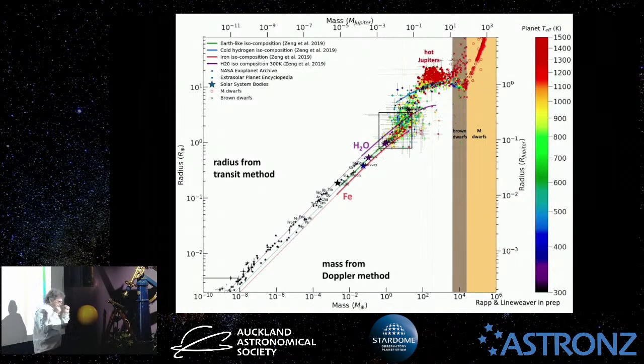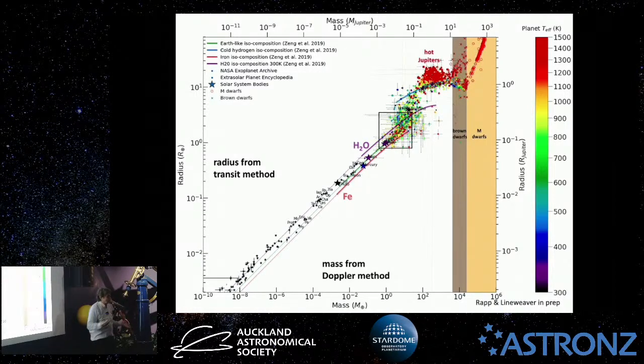When a planet passes in front of a star, it dims by an amount proportional to the radius of the planet, r squared, the area of it. So that transit technique gives you the radius. This technique, the Doppler technique, or radial velocity, gives you the mass. And so then we have a whole bunch of stuff that we can plot on this diagram.